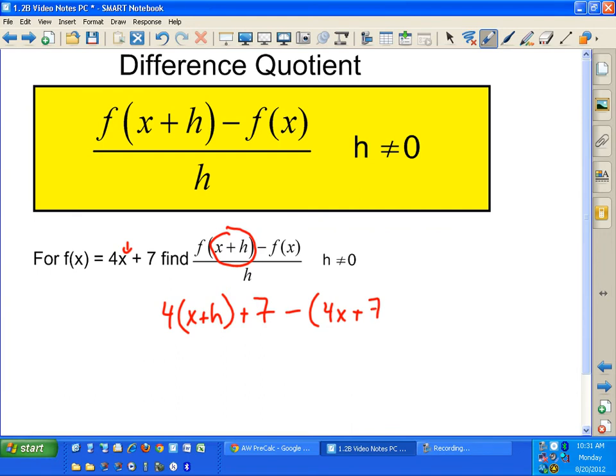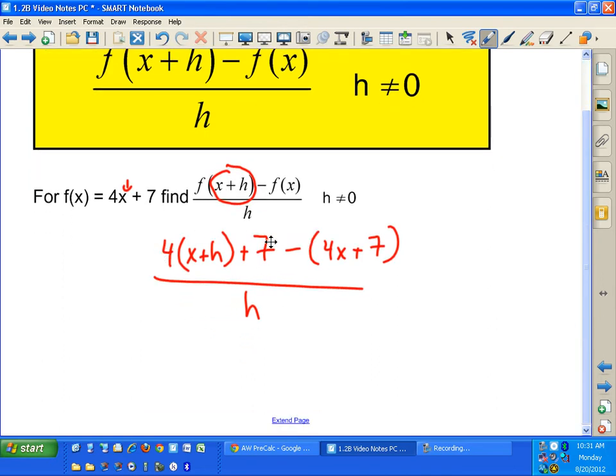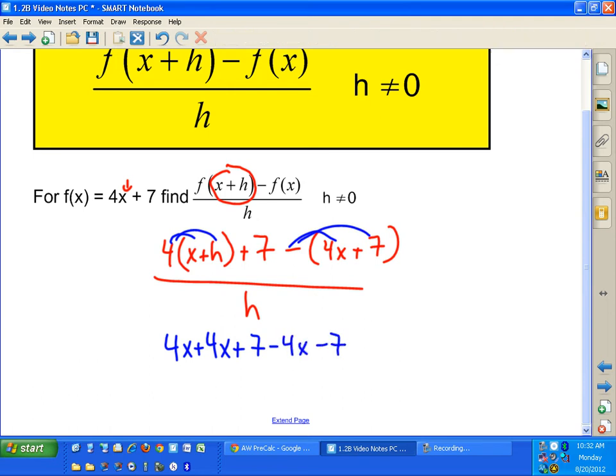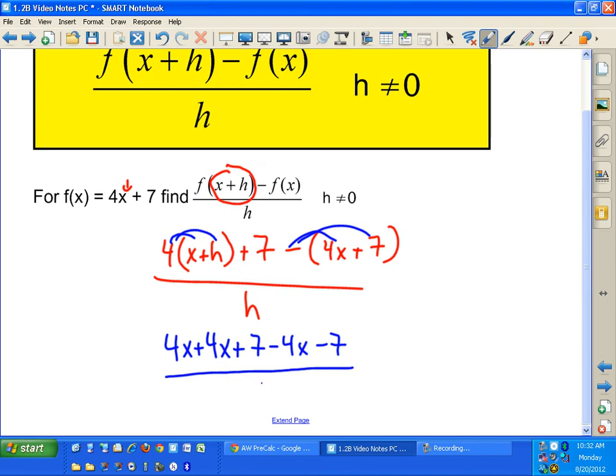Alright, so now my difference quotient looks like this. And so yeah, it looks like a big mess, but I'm going to do a little distributing and try to make my life a little bit easier. So my next step is to say 4x plus 4h plus 7. There's the first equation with the distributive property done. I'm going to distribute my negative to both sets of parentheses, so I get negative 4x minus 7, all over h. Now you're probably saying, wait, what happened here? You lost an h. That should be 4h plus 7. Sorry.